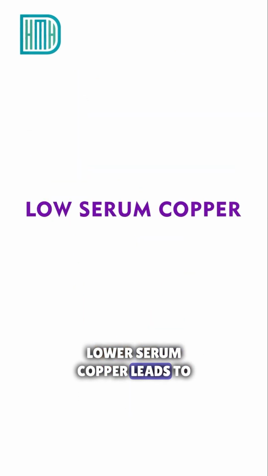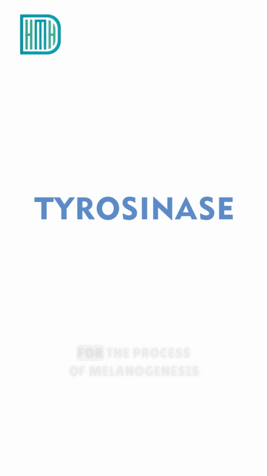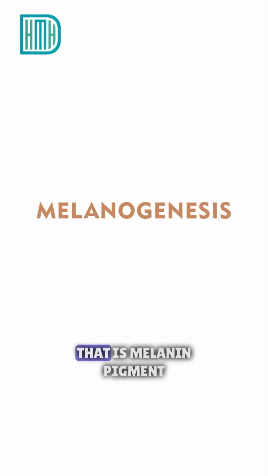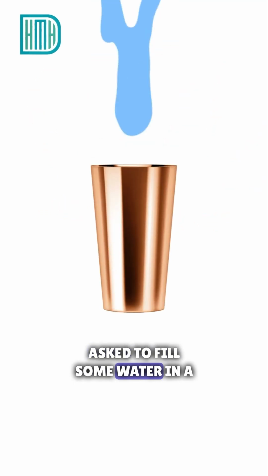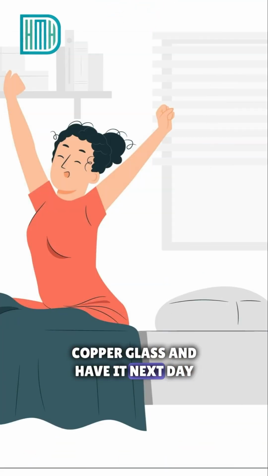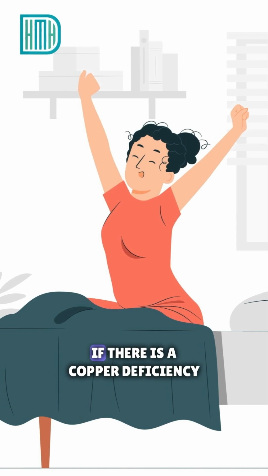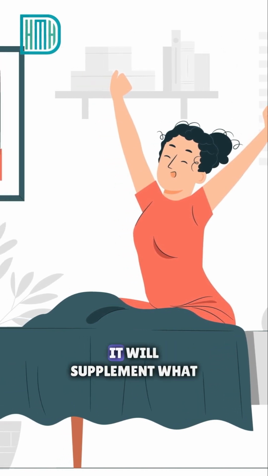Low serum copper leads to reduced activity of the enzyme tyrosinase, which is essential for the process of melanogenesis, that is, melanin pigment production. The patient may be asked to fill some water in a copper glass and have it next day early in the morning, so that if there is a copper deficiency, it will supplement.